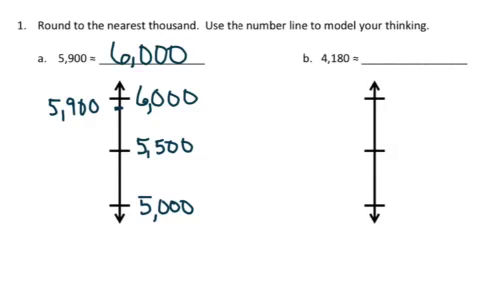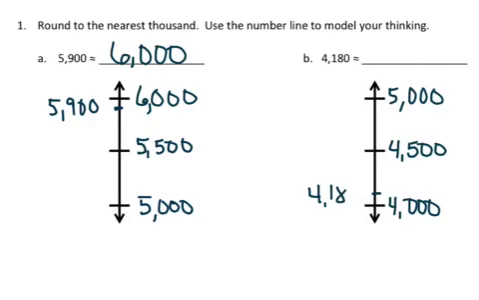Okay, so we're going to do the same thing for B. We have 4,180, and that falls between 4,000 and 5,000. And our midpoint is 4,500. And 4,180 is below or lower than 4,500, so I put 4,180, and so that's going to be closer to 4,000, so 4,180 is about 4,000.